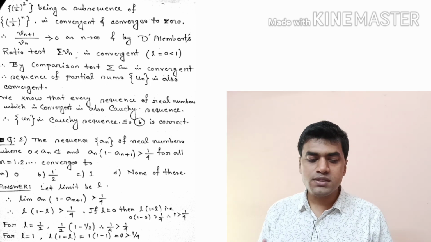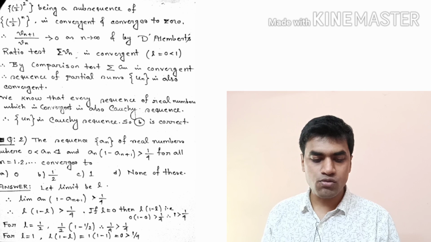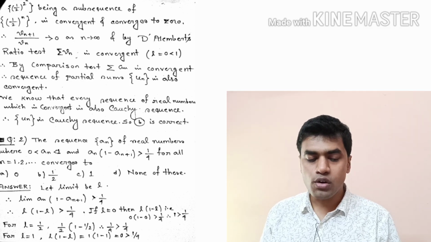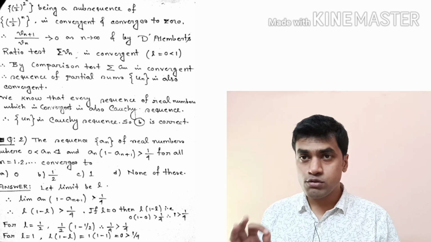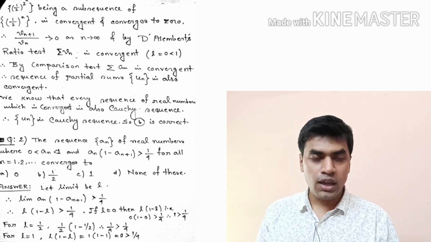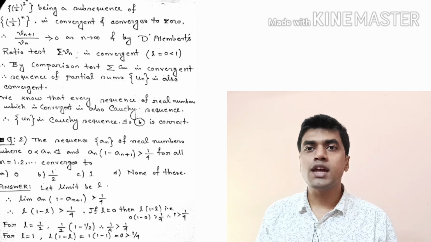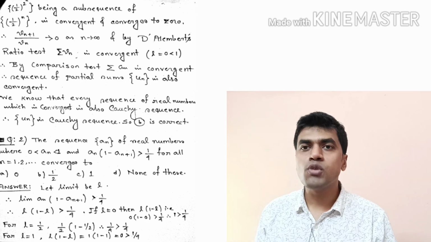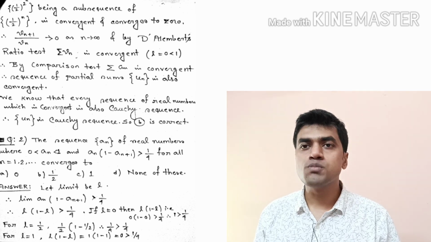The sequence {An} of real numbers where 0 < An < 1 and An(1 - A(n+1)) > 1/4 for all n = 1, 2, ... converges to, we have to find the converging point: A, 0; B, half; C, 1; and D, none of these. Now the answer will be the limit. We are assuming the limit to be small l.